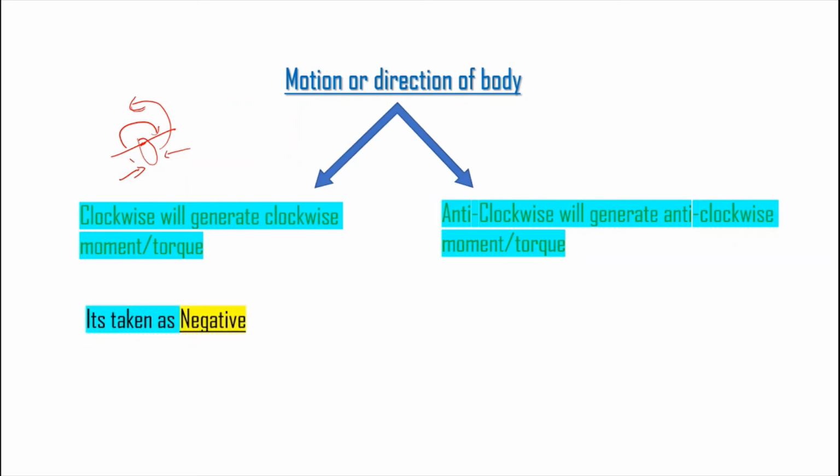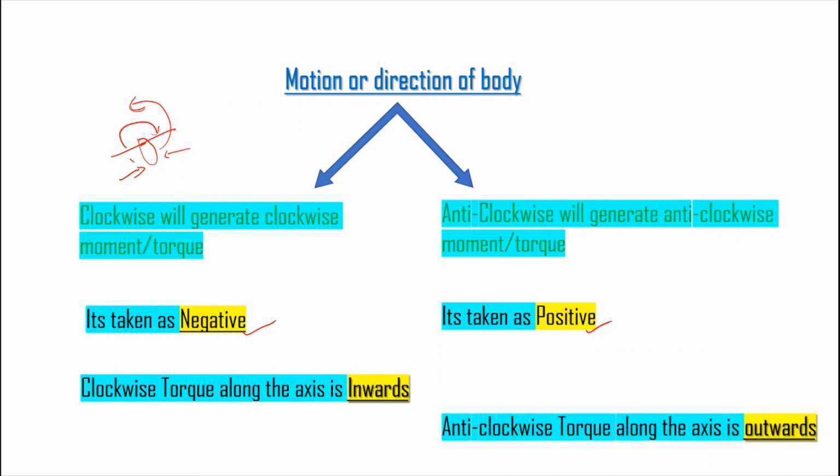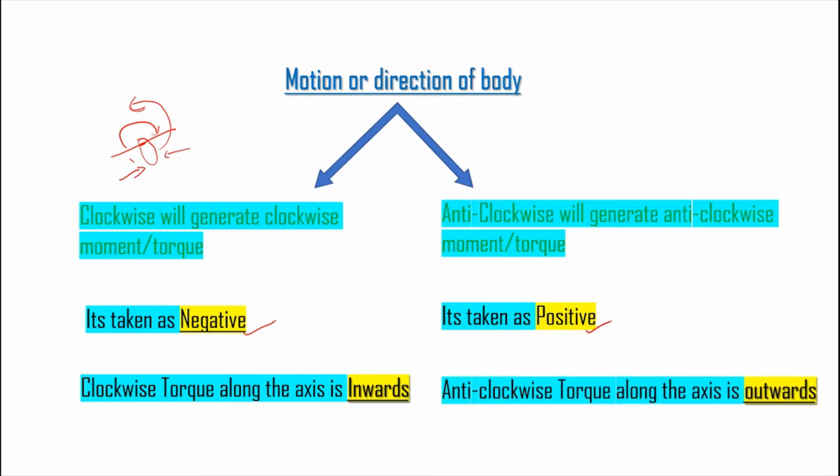Now conventionally we take a clockwise motion as negative, whereas an anti-clockwise motion as positive. Now clockwise torque along the axis is inwards. That means when you apply a clockwise torque, it moves inside. The torque is produced inwards, and anti-clockwise torque along the axis is outwards.